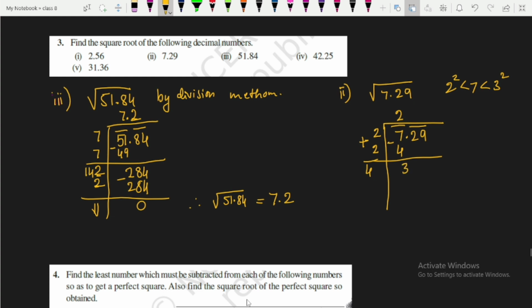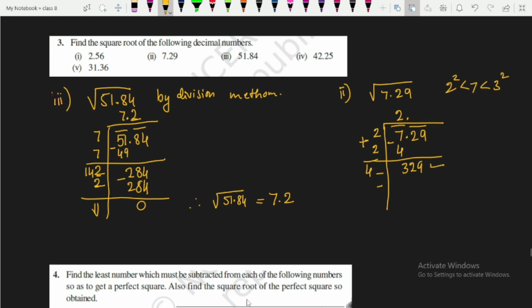Next you are going to take 29 down, means next bar you are going to take it down. So decimal place is there here. Now decimal you put in the quotient place also. Okay, now choose the number so that whatever number you choose here, multiply the same number here, so that you should get 329. So what is the number you can choose here?